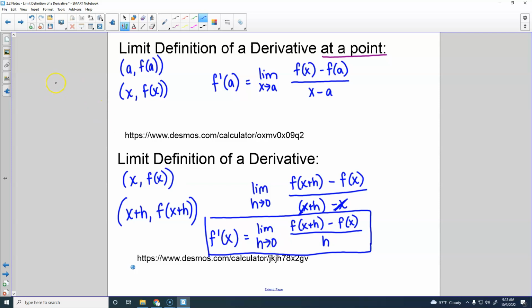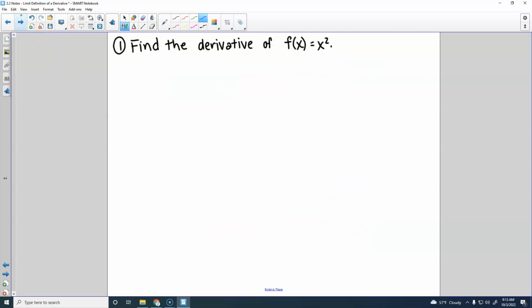Okay, so let's see what this looks like here. Let's do a problem, because at this point, it may still seem like jumbled nonsense of crazy letters, right? So I'm going to write down the limit definition of a derivative again, just so I've got it on the same.